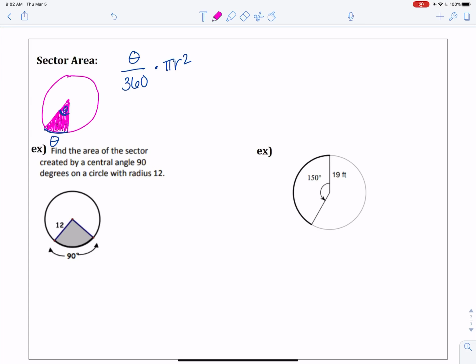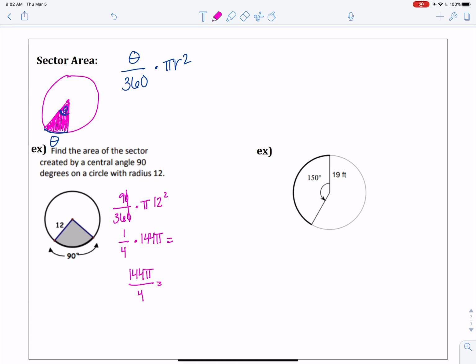So we're going to try this first one to find the area of the shaded region with our central angle of 90. So we've got 90 over 360 times pi, and then the radius squared, which is 12 squared. So 90 over 360 simplifies to 9 over 36, which is actually 1/4. And then 12 squared is 144. So you get something like 144 pi over 4.